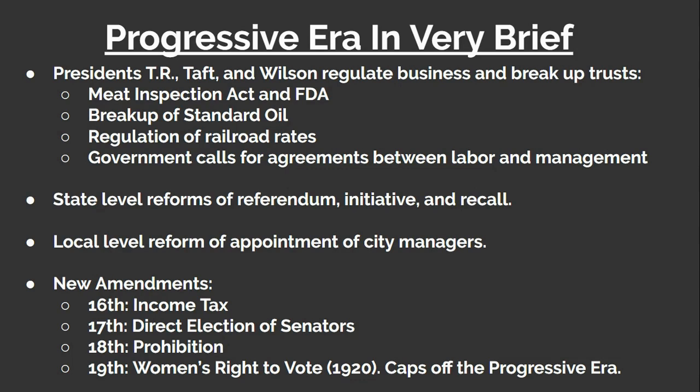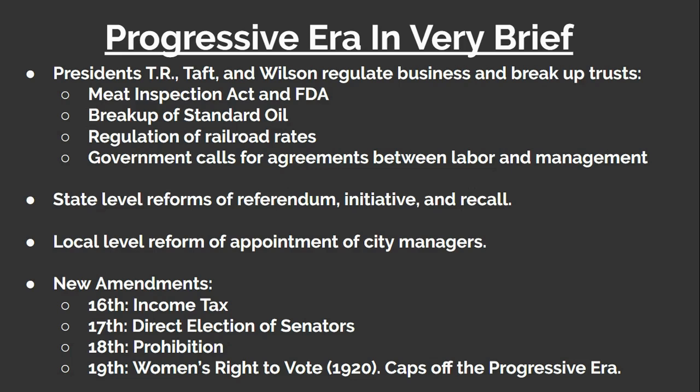They would set out to regulate business and break up trusts. A few of their major achievements include the Meat Inspection Act, creation of the FDA, the breakup of Standard Oil, the regulation of railroads, and changing the formerly hostile relationship between government and workers by calling for agreements between labor and management.